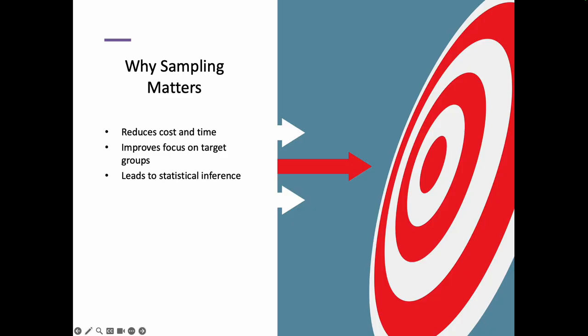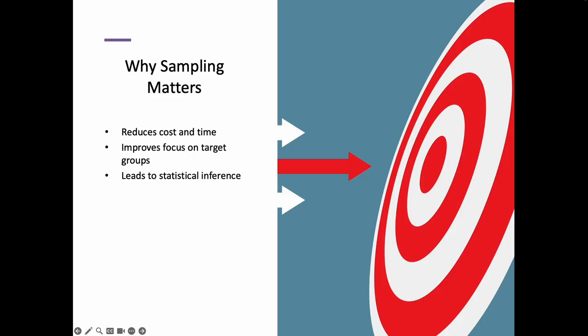Sampling is crucial for several reasons. First, it significantly reduces both the cost and time involved in data collection. Imagine trying to survey every single household in a country. It would be incredibly expensive and time consuming. Second, it allows us to focus resources for specific target groups. For example, if we are studying the impact of a new policy on small businesses, we can focus our sampling efforts on that particular group.